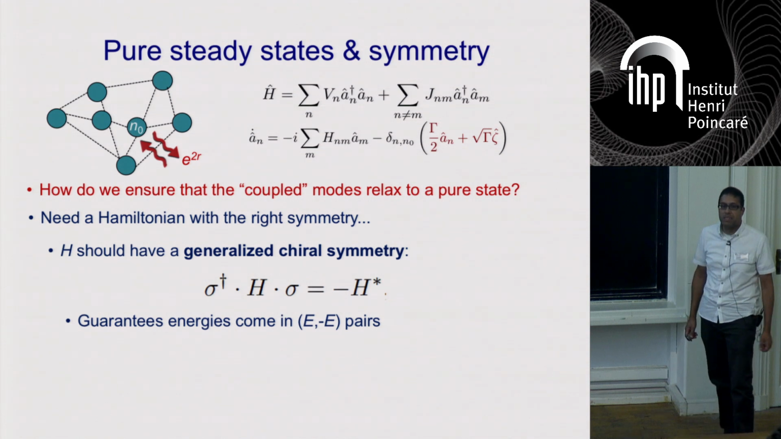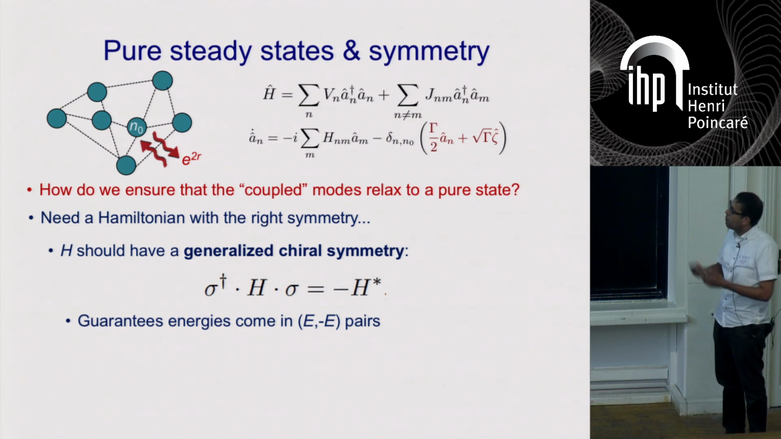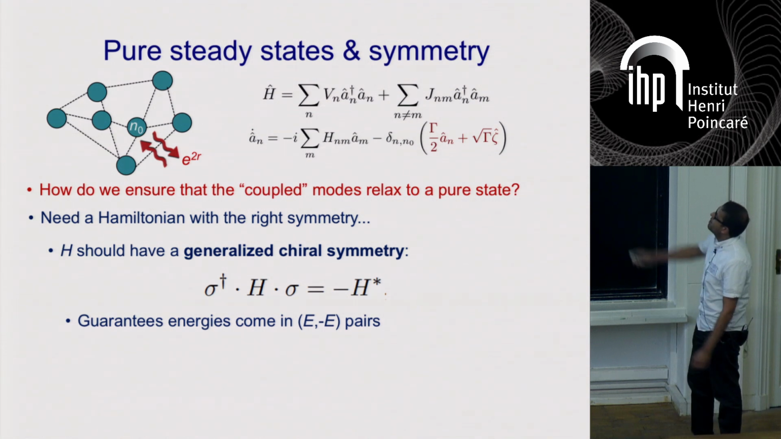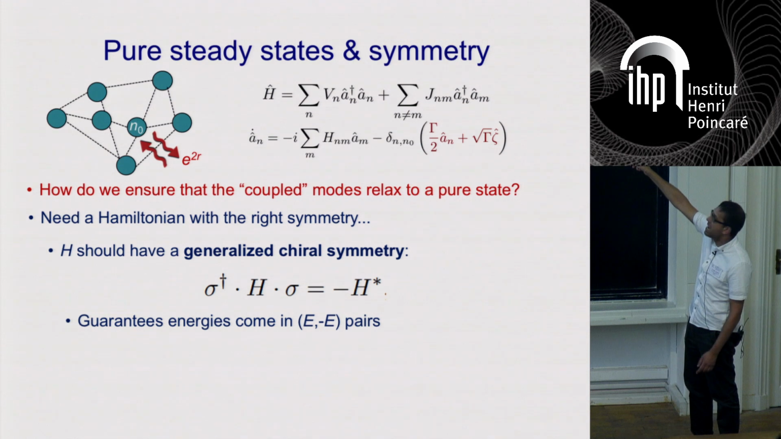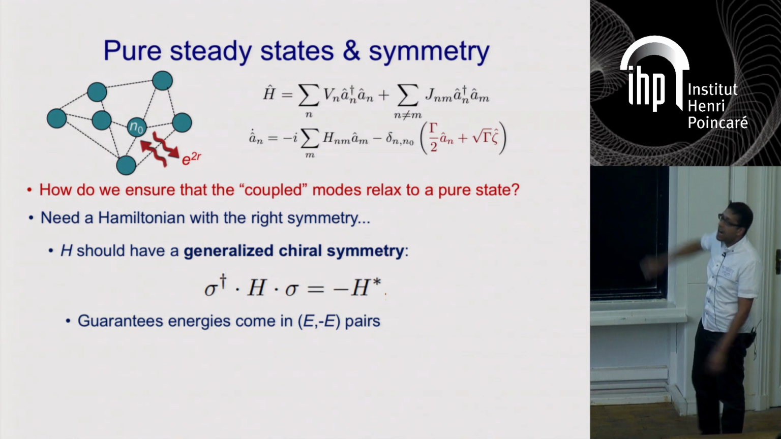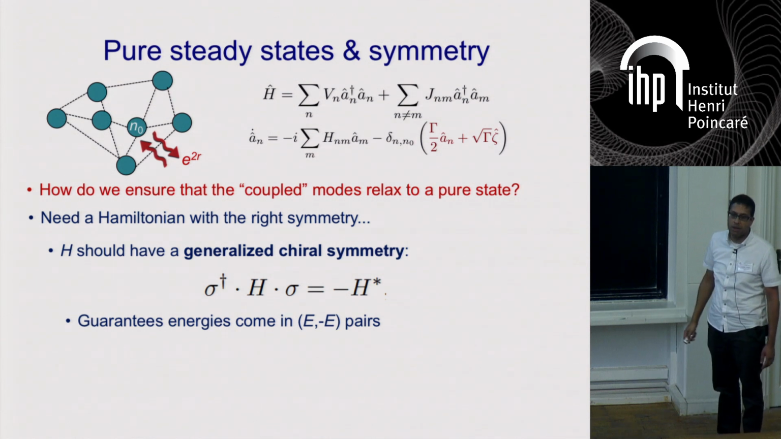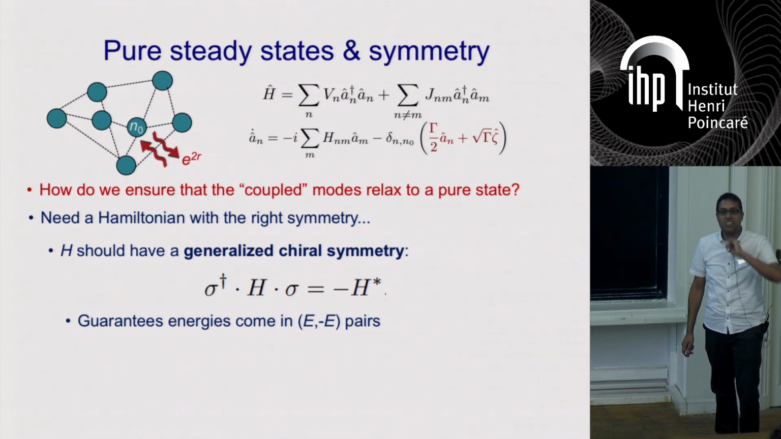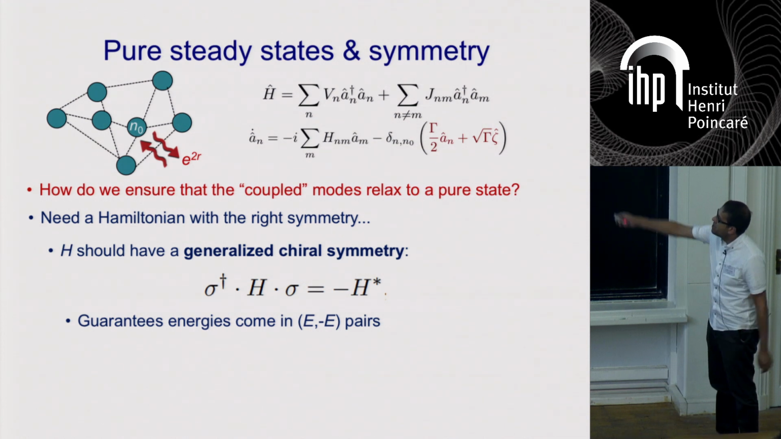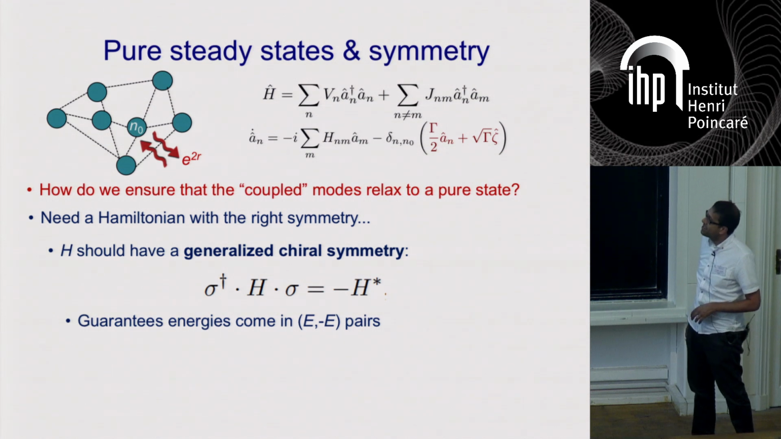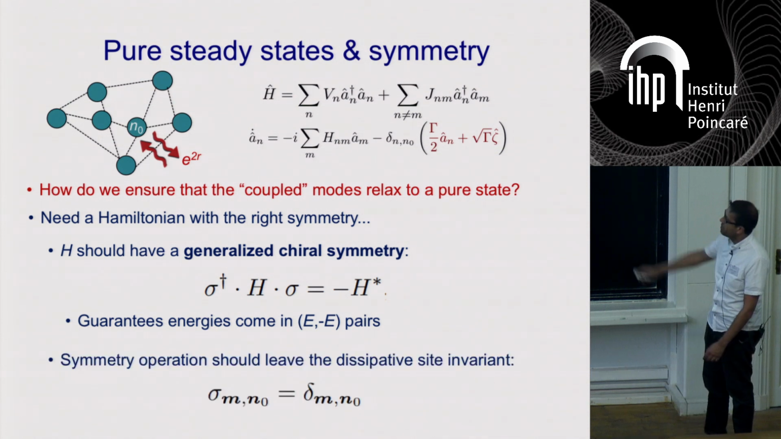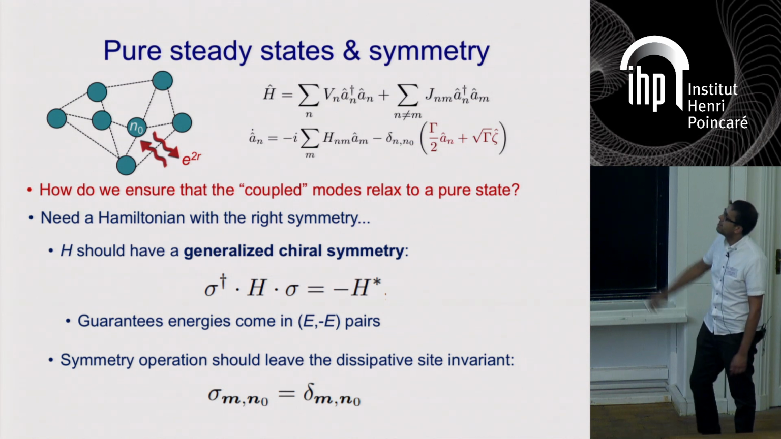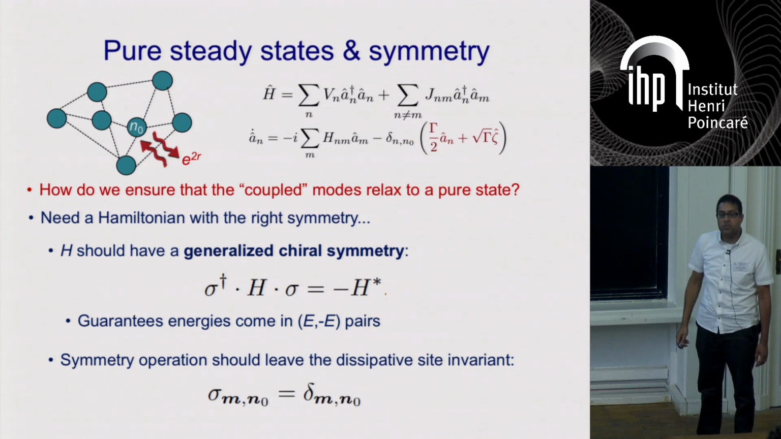So it turns out that the thing that we need for our Hamiltonian is we need it to satisfy what we call a generalized chiral symmetry. So what does this mean? I have my Hamiltonian matrix in real space. Okay, if I have n modes, this is some n by n Hermitian matrix. It needs to satisfy a chiral symmetry. That means there needs to be some unitary matrix sigma that maps the Hamiltonian onto minus its complex conjugate. Okay, and this might sound like a very strange kind of symmetry to think about. It's actually one we think about all the time. So this symmetry guarantees that the energy eigenstates of your Hamiltonian come in pairs, E and minus E pairs. So this is one of the requirements we need. The other requirement we need is that whatever the symmetry operation is, it should leave the site where you've coupled the dissipation invariant.